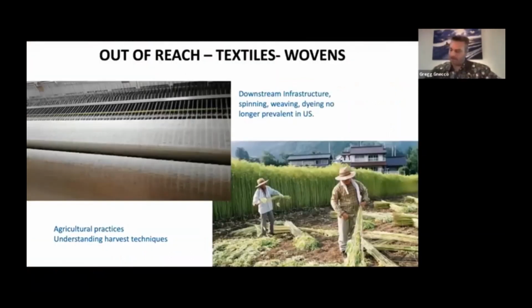So we've got some things, that's what's in reach. And then I do want to touch on what's out of reach right now in the country. We don't really have an infrastructure for spinning and weaving and dyeing for making textiles. And the agricultural practices that true hemp fiber uses are different than what we've got on farm currently in the country. So learning those techniques if we're ever going to look at textiles, but that's pretty much out of reach at this point, we think.